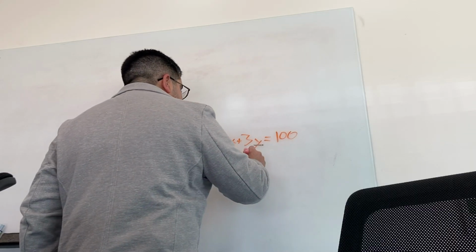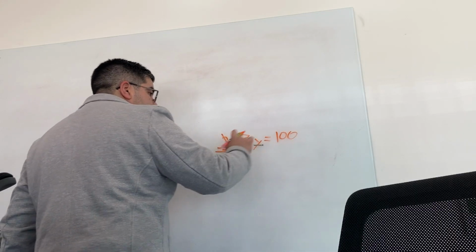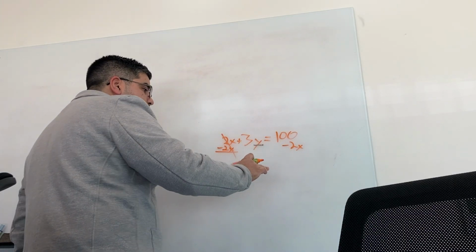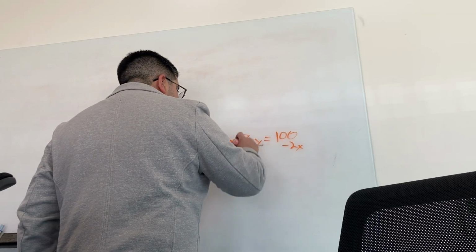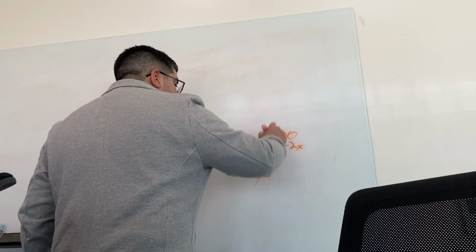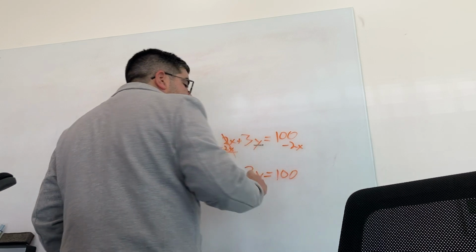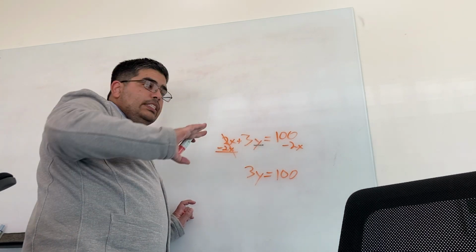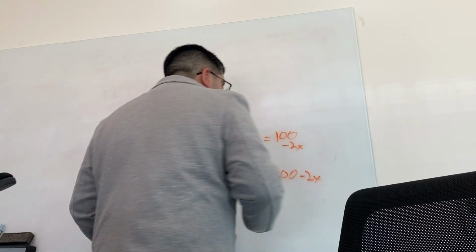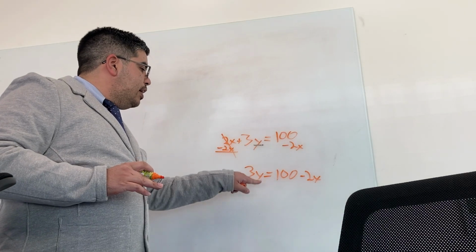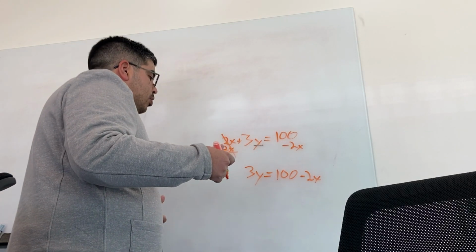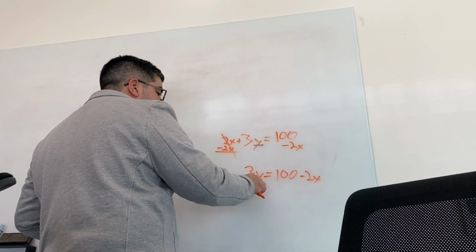Since we did it on one side of the equation, we also have to do it to the other side. So we have to minus 2x over here. What we're left with on this side is the 3y. Equals, the 100 is still here, because we can't subtract directly from the 100. And the minus 2x is also still there. So essentially what we have is 3y equals 100 minus 2x.